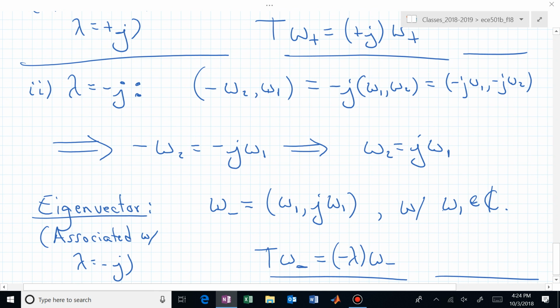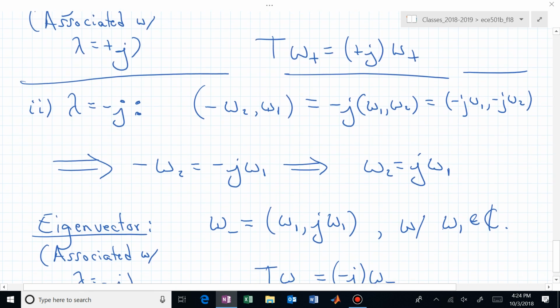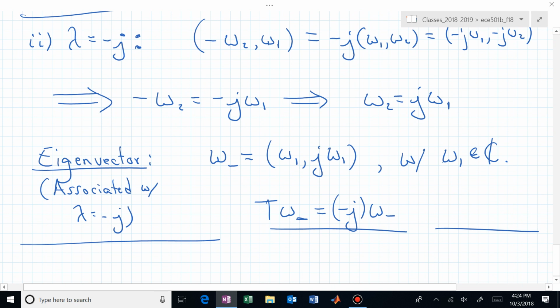Should it have been T W minus is minus j W minus? Oh, where did the lambda come from? So this is now supposed to be minus j. Is that what you were asking? Who knows where that lambda came from, but I was just going with it. It should be lambda of what we were using, and that lambda was minus j. Thank you.